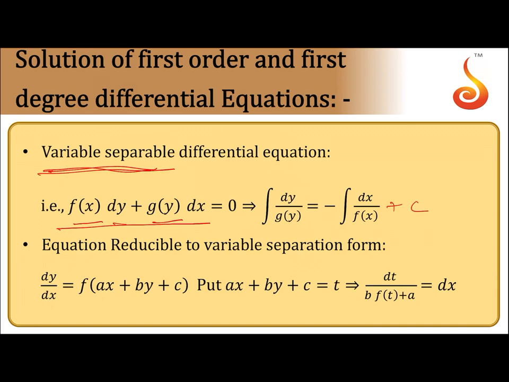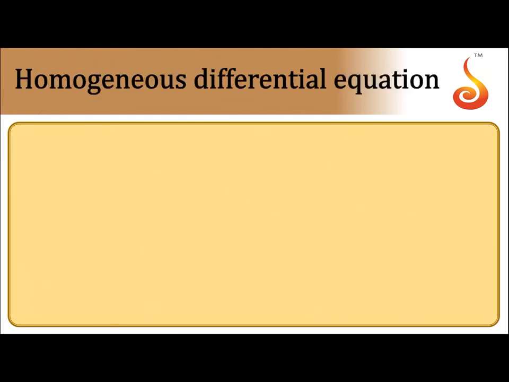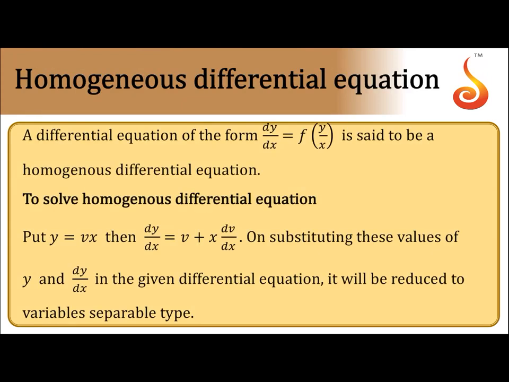Sometimes a differential equation may be given in a particular fashion, and may be converted to variable separable form by assuming that ax plus by plus c is equal to some other variable t, and thereby we can reduce it into variable separable form. Coming to the homogeneous differential equation.